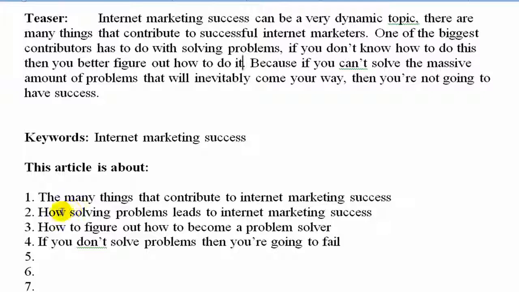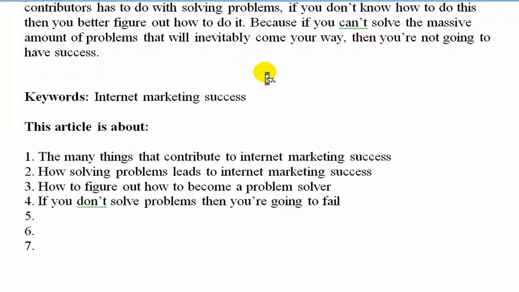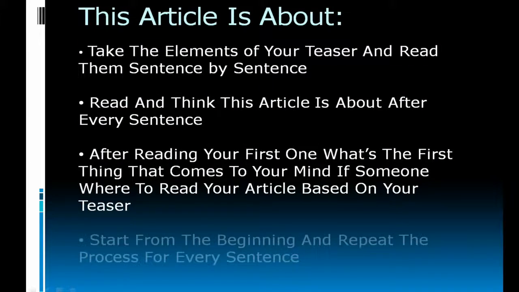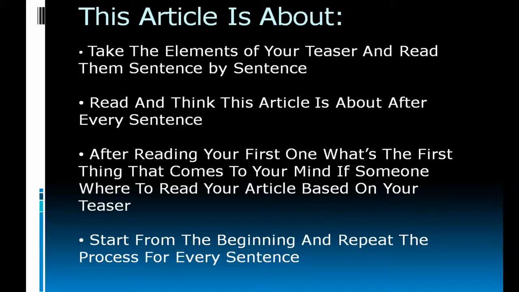So how solving problems leads to internet marketing success, and you go through and you read it again, and you write another sentence, and you read it again, and you write another sentence until you have at least 4. Ideally, you do want 7, but if you have 4, then that's fine, because that will take you until the next step of doing this or completing the article template here. So start from the beginning and repeat the process.